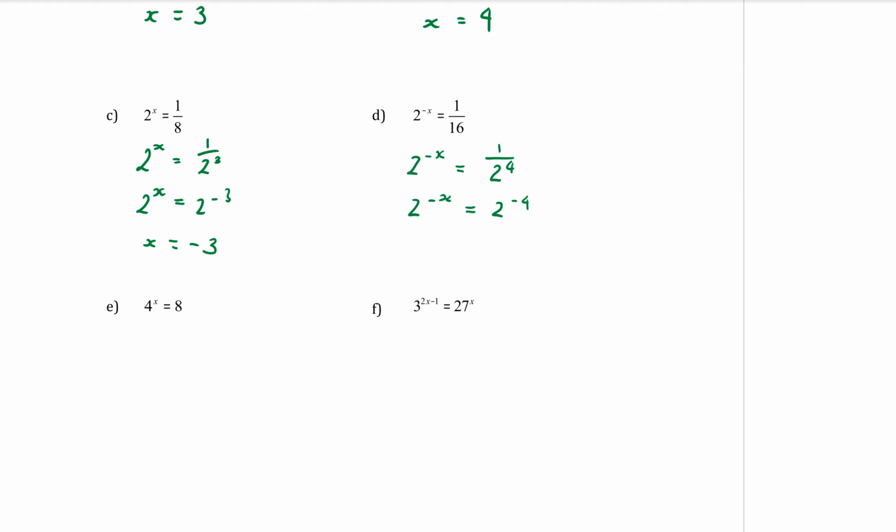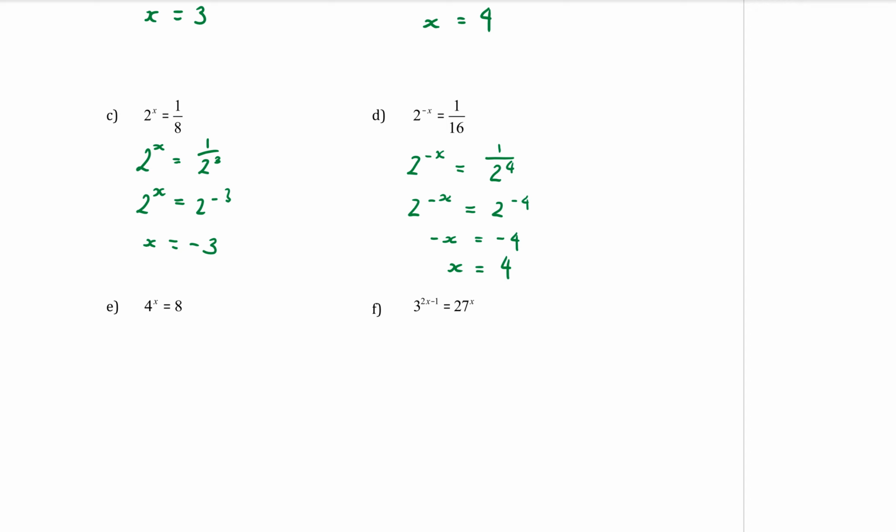On the left side, I have a minus x. On the right side, I have a minus 4. I can divide both sides by negative 1 to get rid of the minus sign, and that just gives me that x equals a positive 4.